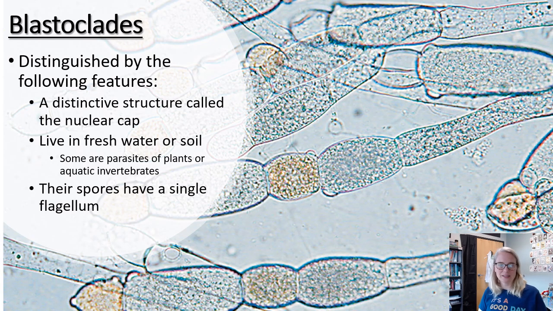All right, and we have blastocladiomycetes. These are structurally unique in that there's this cap. This is a picture from your book kind of blown up. So we have this distinctive cap here, this nuclear cap. These organisms tend to live in water, fresh water and soil. Some can be parasitic, and they have flagellated spores. So again, they're going to need to be near water to carry out their reproductive processes.